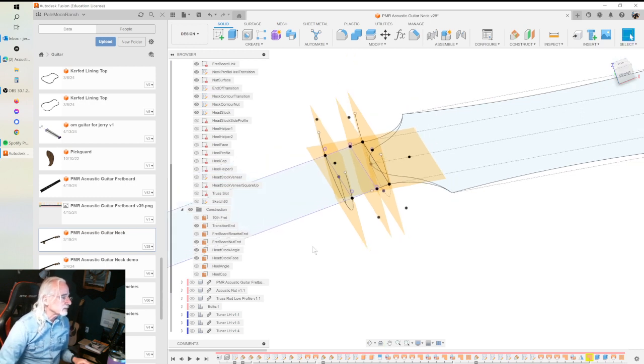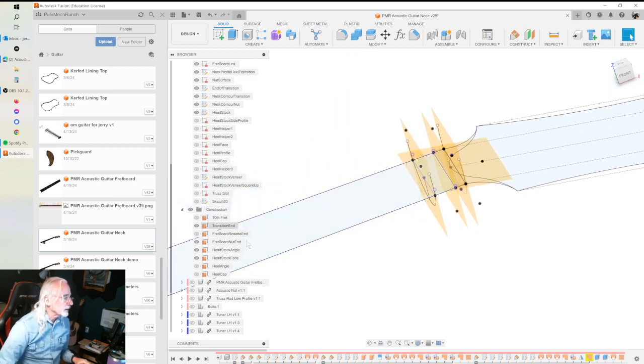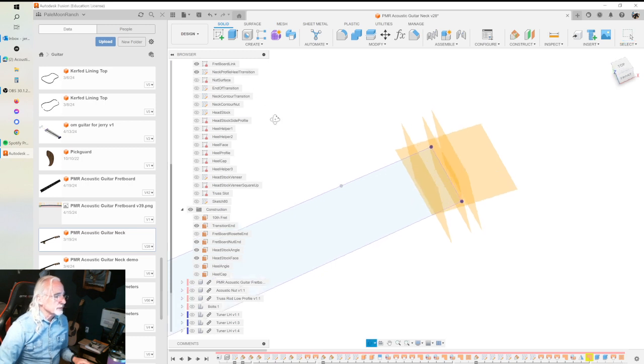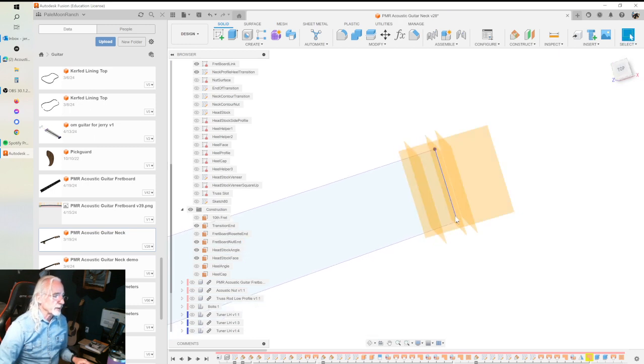Let's see if I can clarify. Let's turn off some sketches so we can see exactly where some of these come from. Okay, so this is the fretboard link that came in. So this is the nut end of the fretboard, which is the side of the nut closest to the bridge, right?